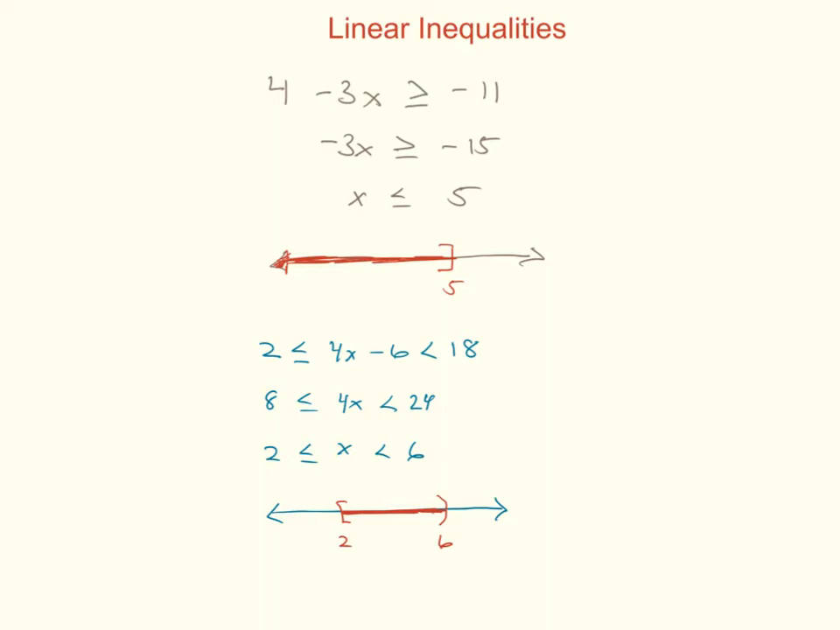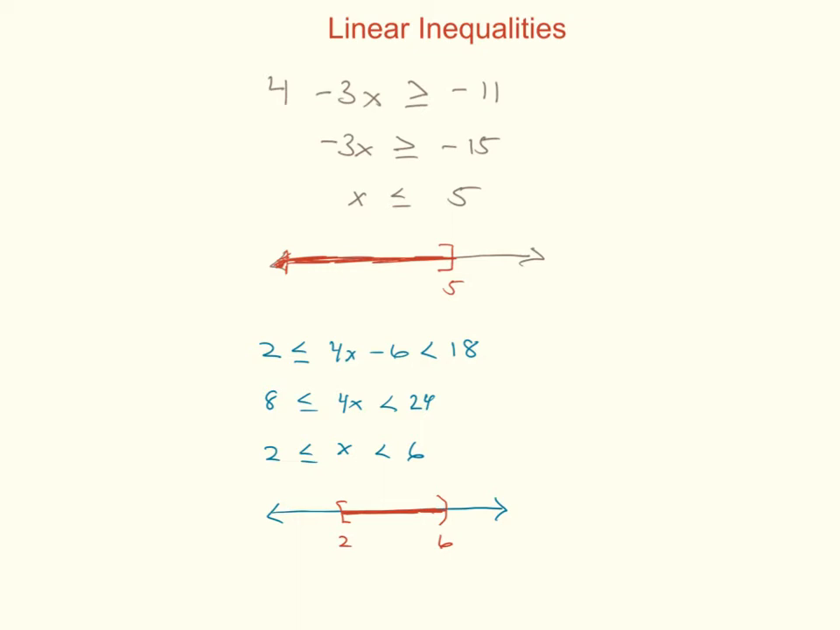Now let's take a look at a couple of linear inequalities for examples here. When you're working with a linear inequality, you want to go through and really get the x by itself. So in this first example, I have 4 minus 3x is greater than or equal to -11. So I'm going to subtract 4 from both sides. I get -3x is greater than or equal to -15.